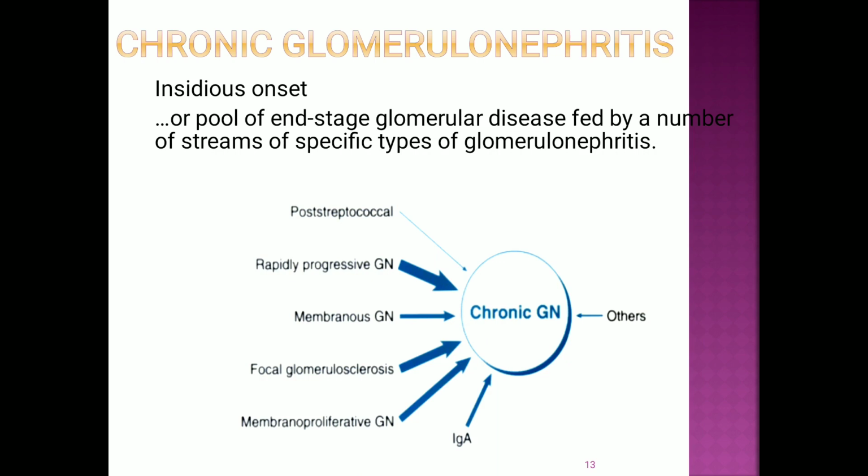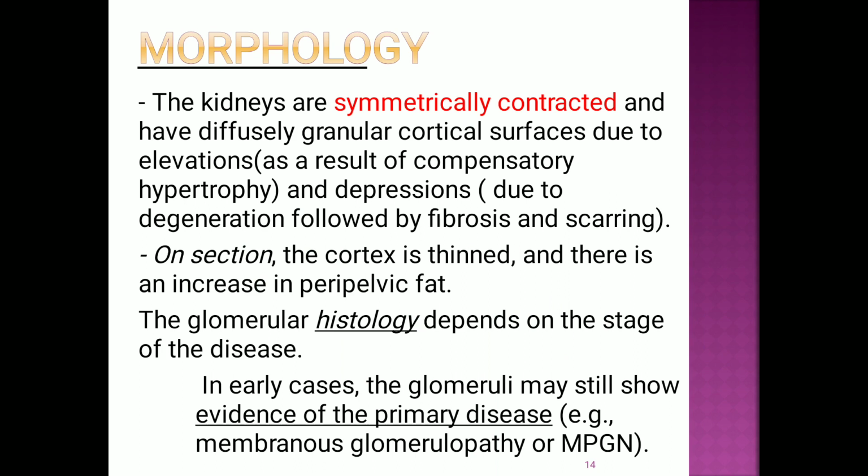Chronic glomerulonephritis. It is insidious in onset or a pool of end-stage glomerular disease fed by a number of streams of specific types of glomerulonephritis like post-streptococcal, rapidly progressive, membranous, focal glomerulosclerosis, and membranoproliferative glomerulonephritis. Morphology. Kidneys are symmetrically contracted, have diffusely granular cortical surface due to elevation as a result of compensatory hypertrophy and depressions due to degeneration followed by fibrosis and scarring. On section, cortex is thinned and there is increase in peripelvic fat.